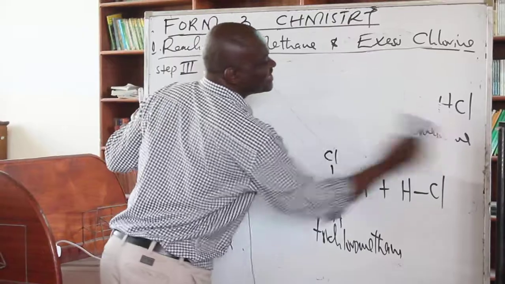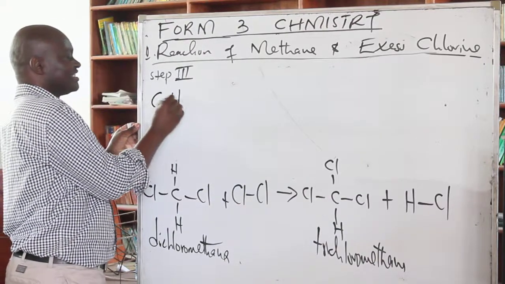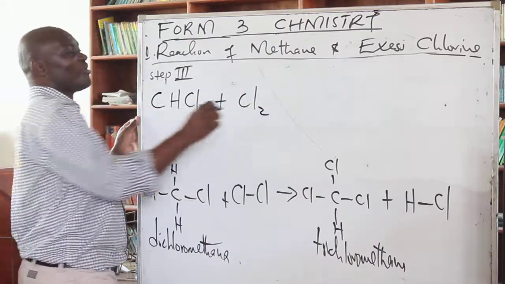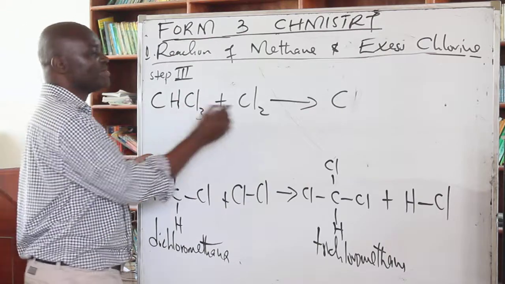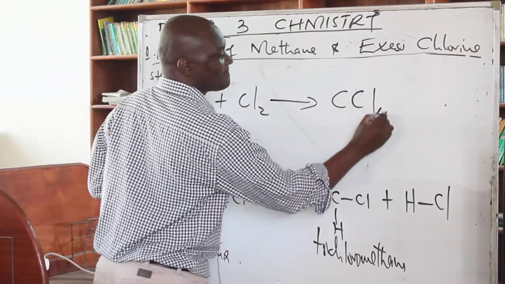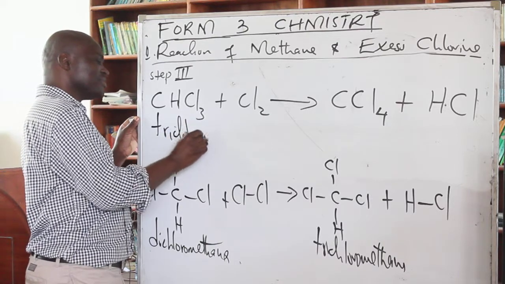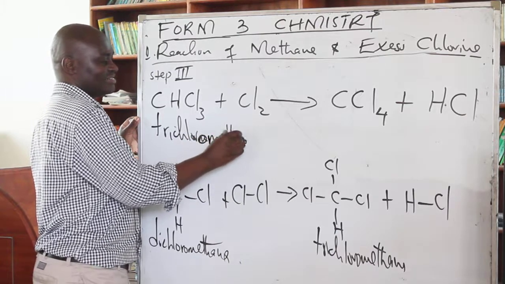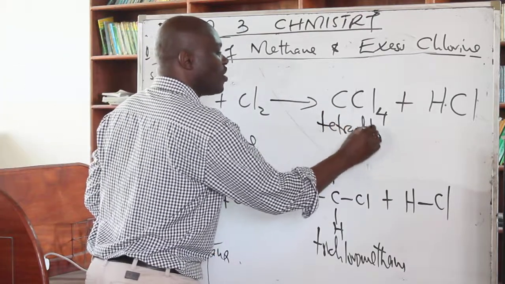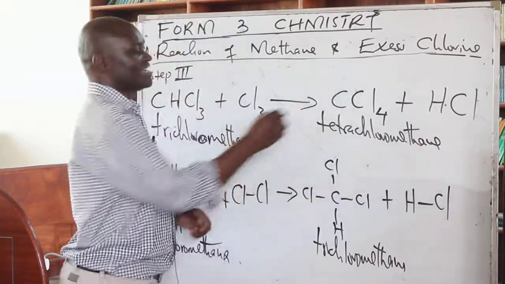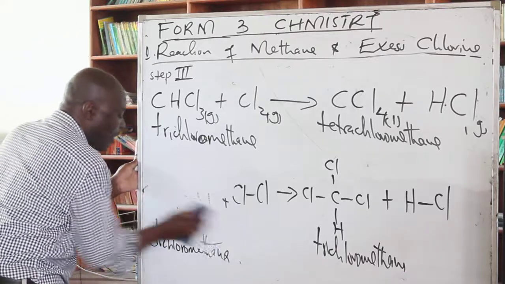The last step. This trichloromethane will react with more chlorine. Now, one chlorine will come and remove the remaining hydrogen. So we will remain without hydrogen, but we now have 4 chlorine. So this is trichloromethane, because you have 3 chlorine atoms, tri. But now this is tetra, 4. Tetrachloromethane. Now tetrachloromethane is a liquid.